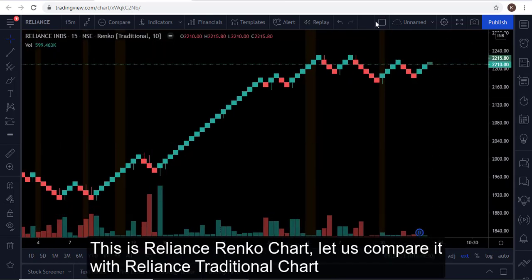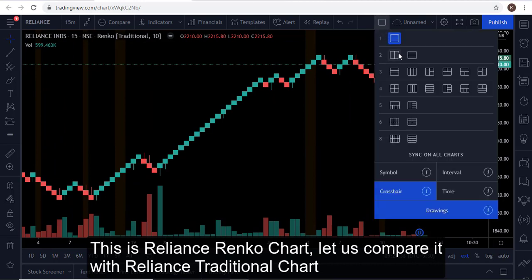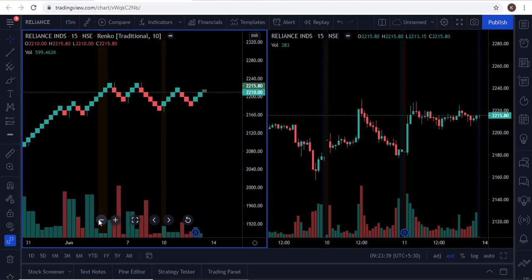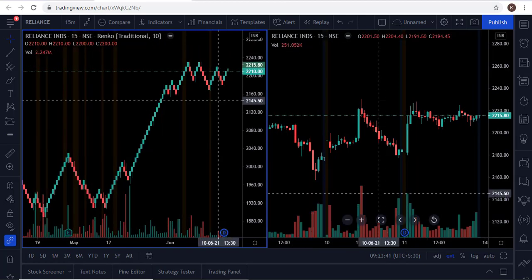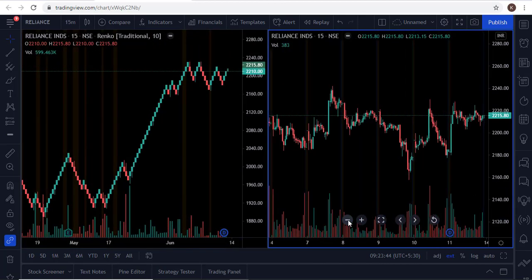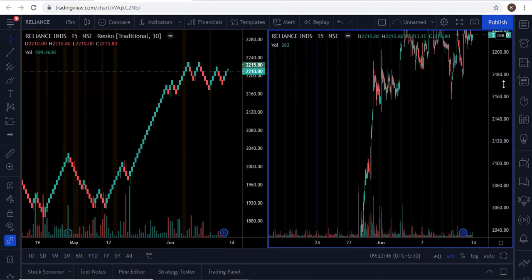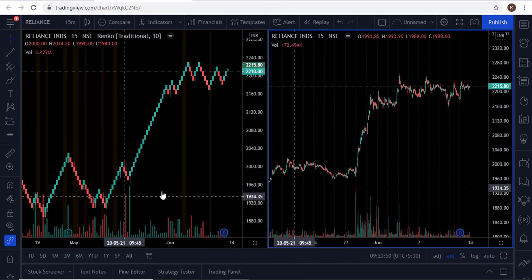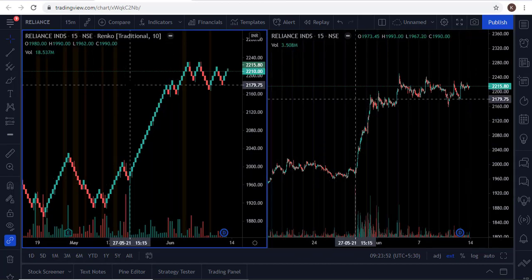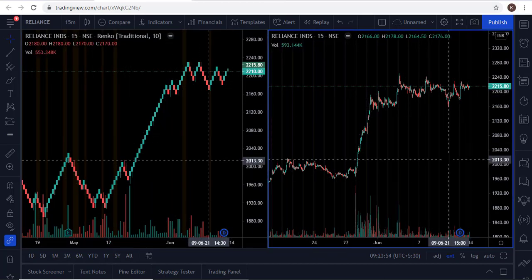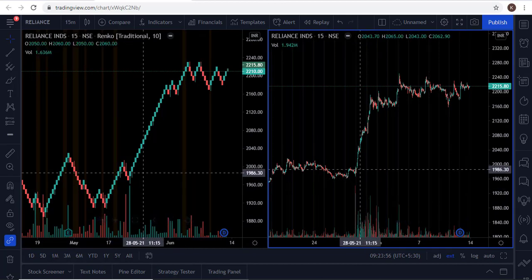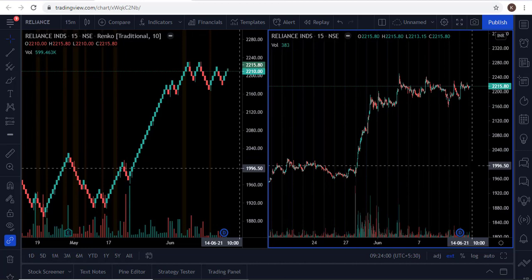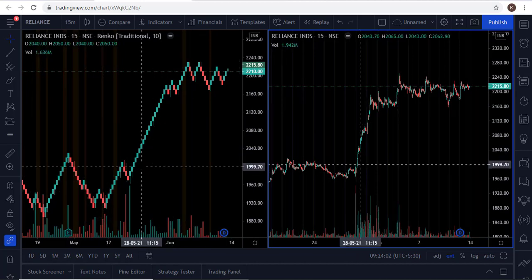So now this is the Reliance chart. Let us compare it with the traditional chart. Just zoom out. This is the Renko chart, and this is the traditional chart. This Renko chart looks much cleaner than this chart, right? Now, how to use this chart?